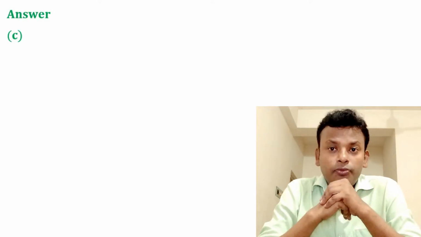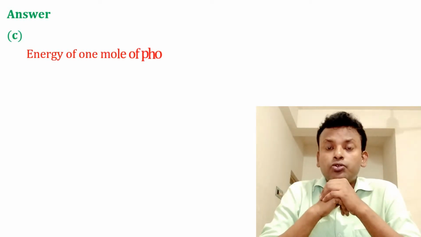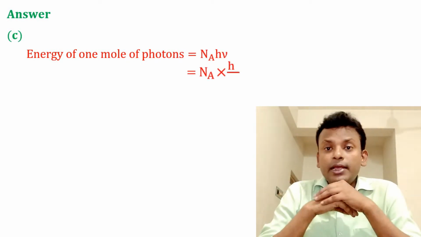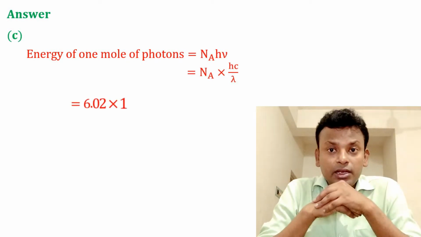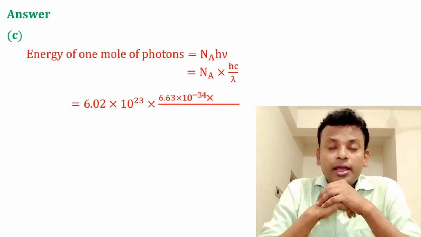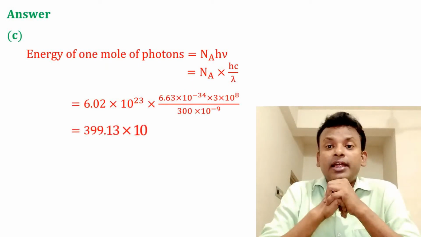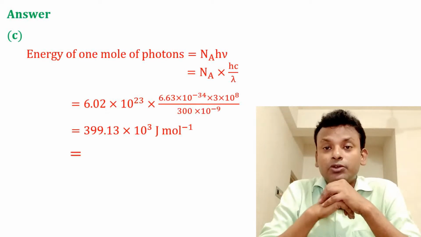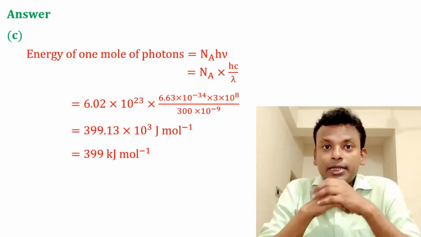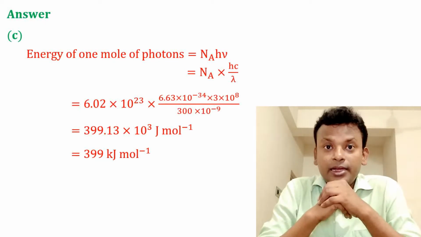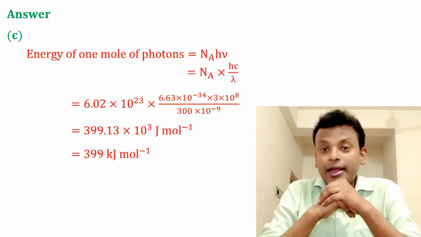The energy of 1 mole of photon equals Na into h nu, that is Na into hc by lambda. Here putting all values, the calculated value is 399.13 into 10 to the power 3 joule per mole, that is 399 kilojoule per mole. That is option C is the correct answer.